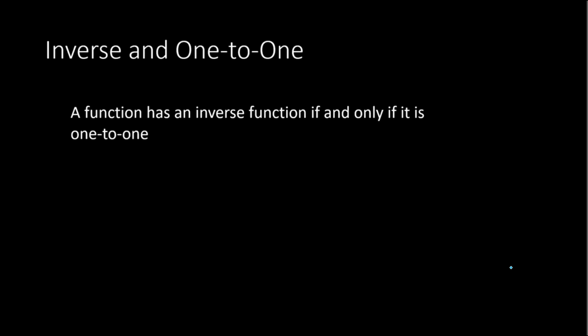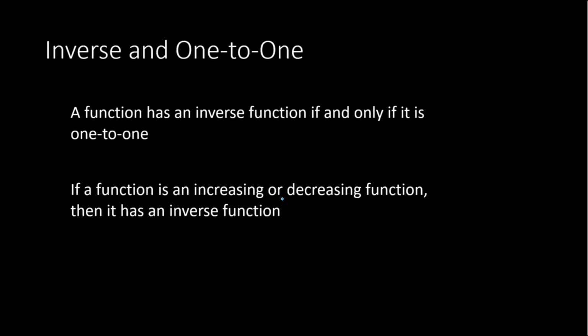And also, another thing is if a function is increasing or decreasing, then it has an inverse function, which makes sense because if it's increasing, that means it just keeps going up. So it could be something like this. It doesn't have to be a straight line, but something that's increasing. We know that that's got to be one-to-one because it's passing the horizontal line test.